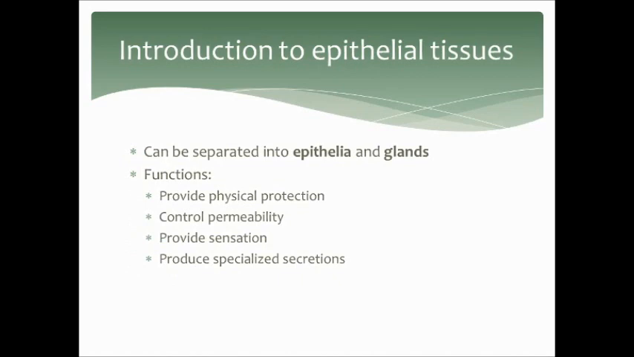Epithelial tissues can be separated into epithelia and glands. Epithelia are going to cover our external surfaces and line all of our internal surfaces. Glands will produce fluid secretion, so we'll talk about each of those. Some of the functions of epithelial tissues: they provide physical protection, so they protect us from abrasion, dehydration, and destruction via chemicals, bacteria, viruses, anything we come in contact with in the world. Our skin is going to protect us from, and our internal body surfaces will protect us from.